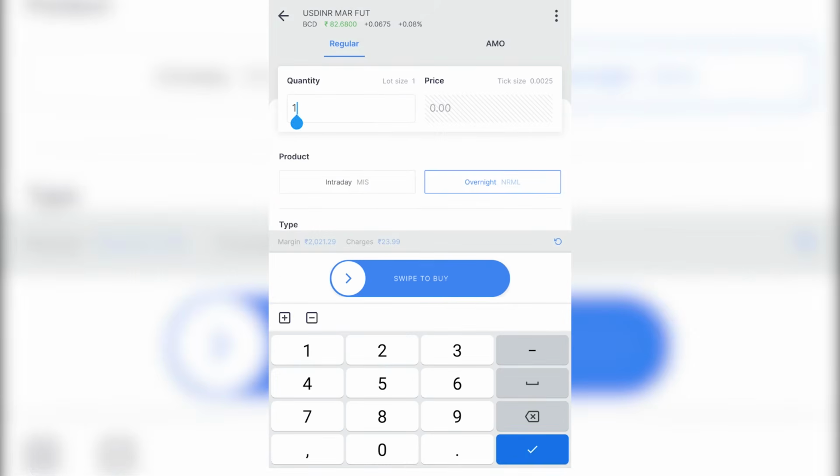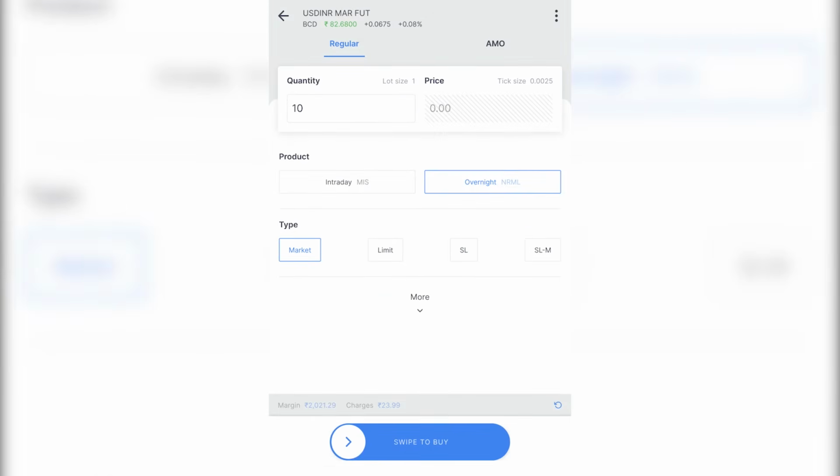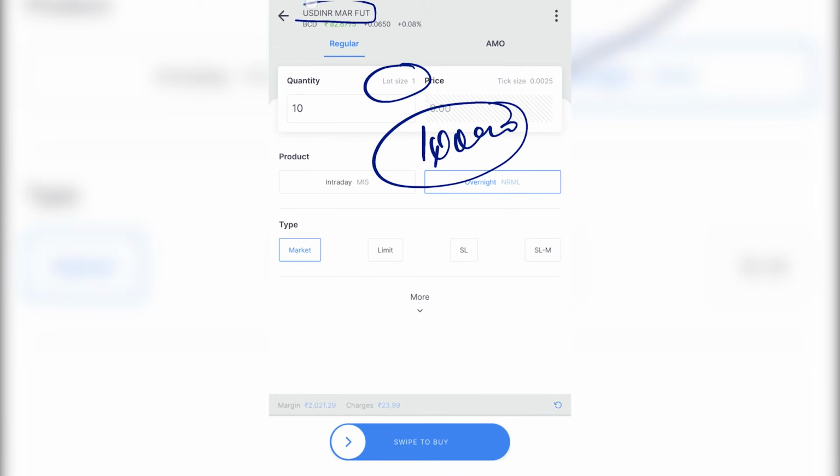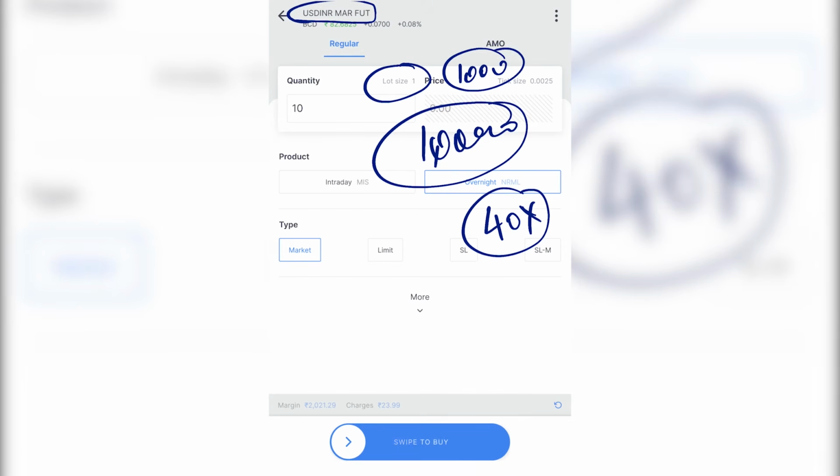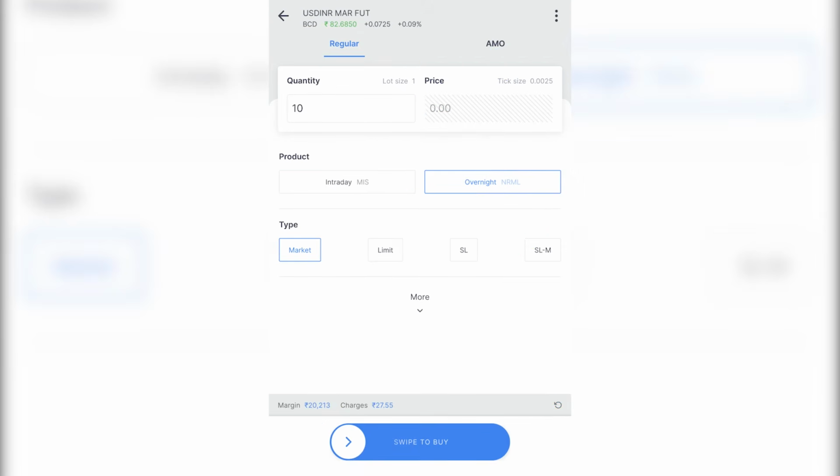So I can go to buy and say, let me buy 10 quantity. Now you're saying, why am I buying 10 quantity when I was talking about $10,000? This is because one lot of USD INR is 1,000 USD. And the margin over here is an astonishing 40x because currencies are not as volatile. That's why for $1,000, I'm only paying 2,000 rupees of margin, and if I make it $10,000, my margin is only 20,000. So let's take a trade for our purpose with $3,000, which is a lot size of 3.